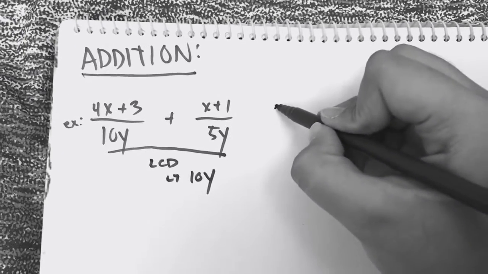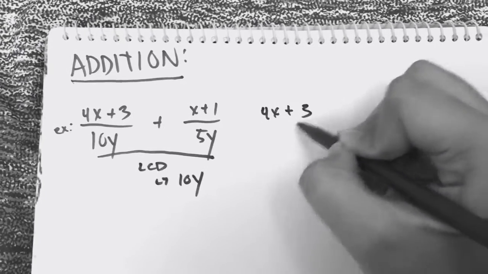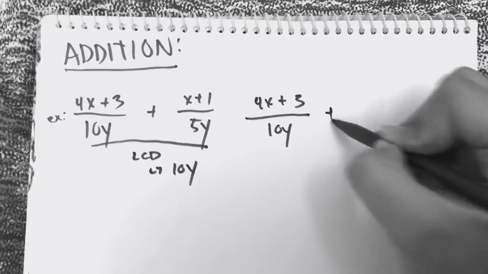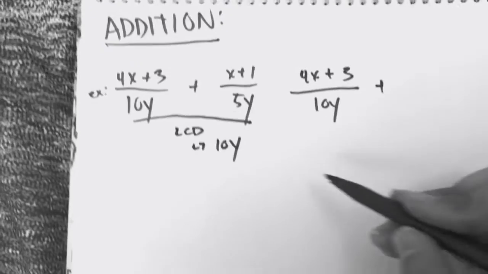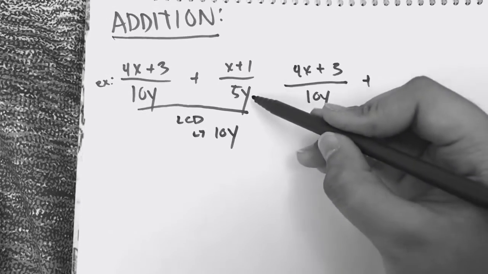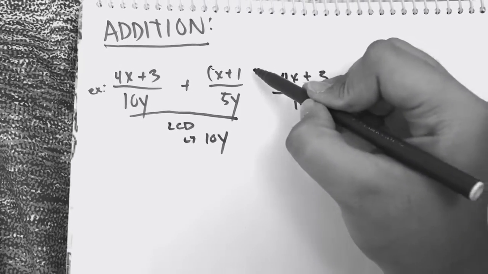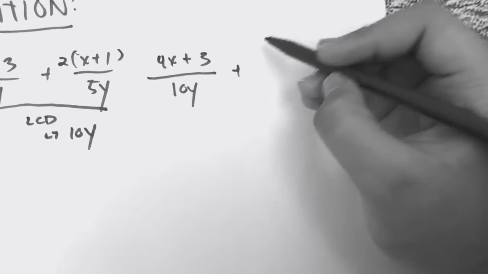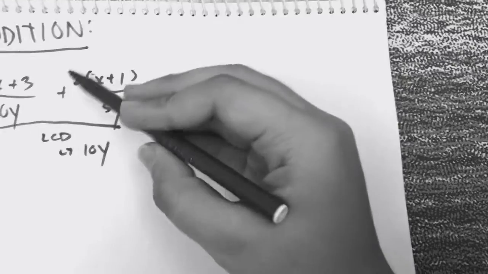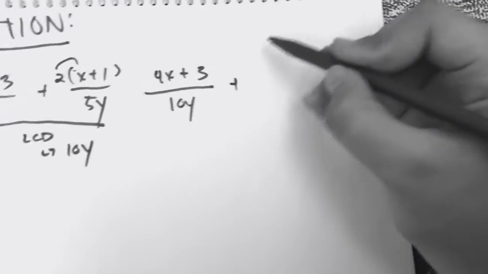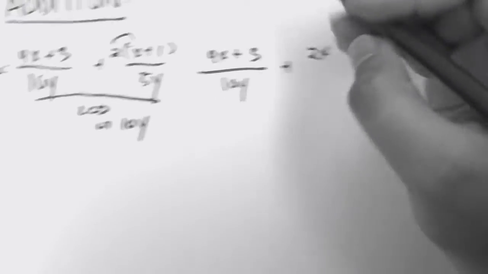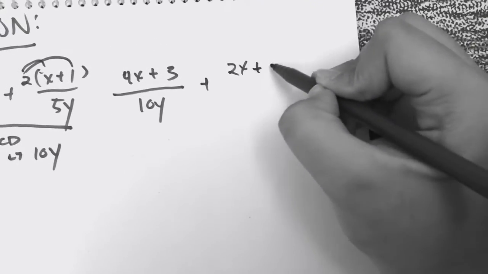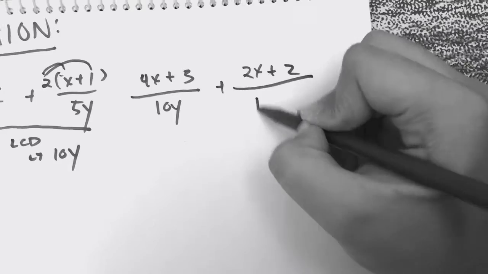Since the first expression already uses 10y, you don't have to change it and just keep it as it is. For the second algebraic expression, divide 10y by 5y. That makes it 2. Then you will multiply the numerator by 2. So 2 times x makes it 2x, and 2 times 1 makes it positive 2 over 10y.